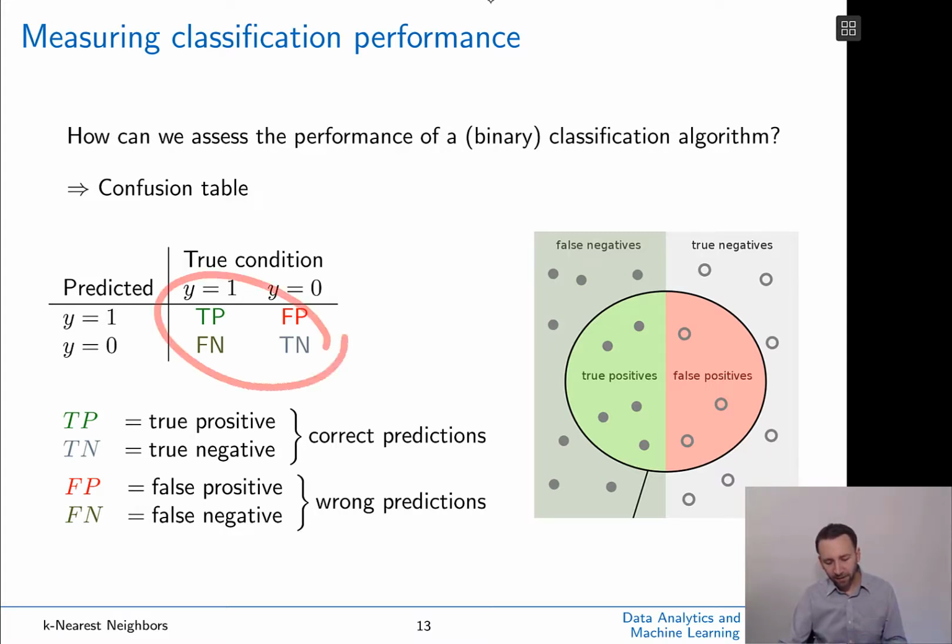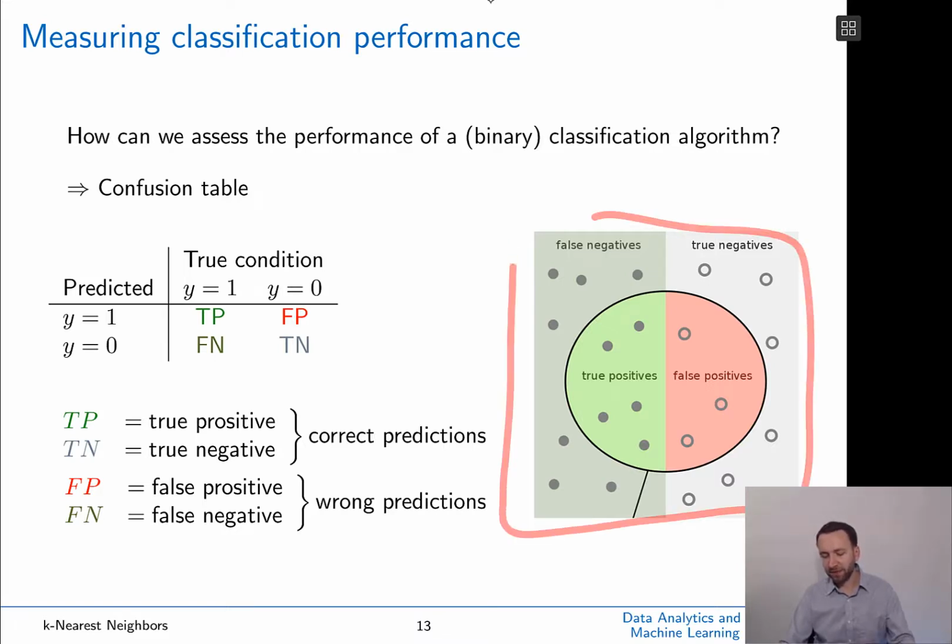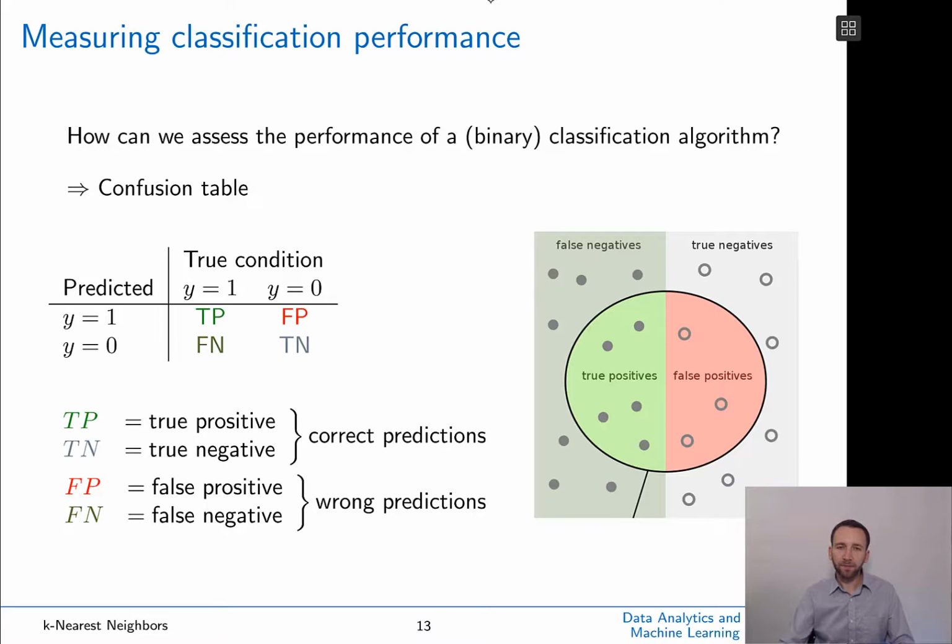Then there are these different notions. We have the true positives: it was labeled 1 and is also predicted 1. We have the true negatives, meaning it was labeled 0 and also predicted 0. Then we have the false negatives and false positives. You also see these 4 different cases in the illustration. Of course, we want the true positives and the true negatives to be high, and we want the false ones to be small. So these are the correct predictions and these are the wrong predictions.